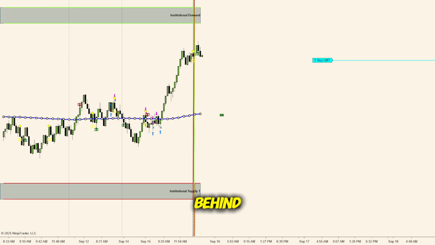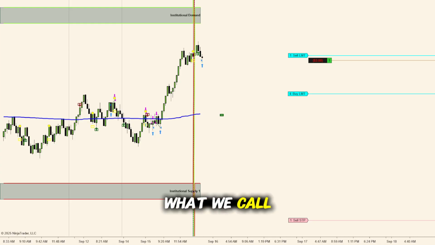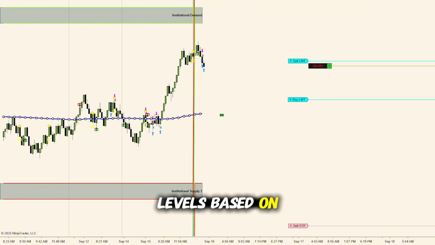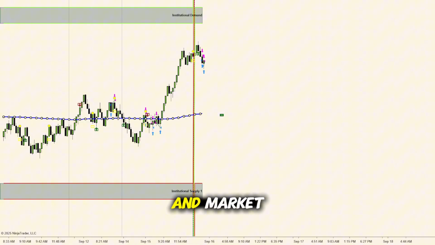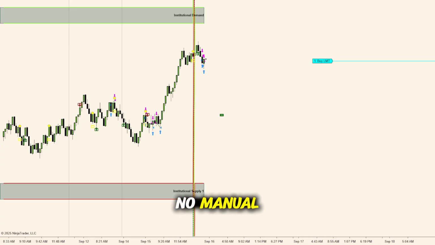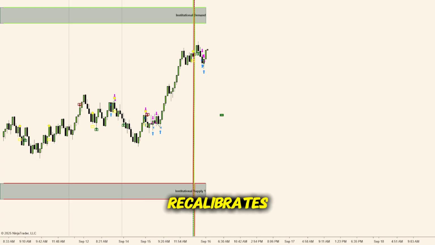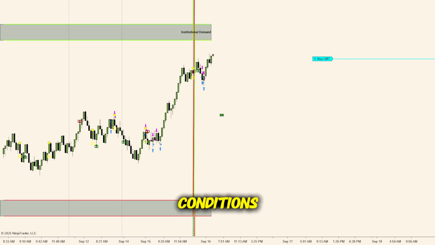The algorithm behind this indicator uses what we call smart price range logic. It automatically detects the most relevant institutional levels based on volatility, session range, and market structure. No manual drawing or guesswork required. As price evolves throughout the day, the dynamic zone adaptation engine recalibrates those levels in real time, ensuring that what you're seeing is always aligned with current market conditions.